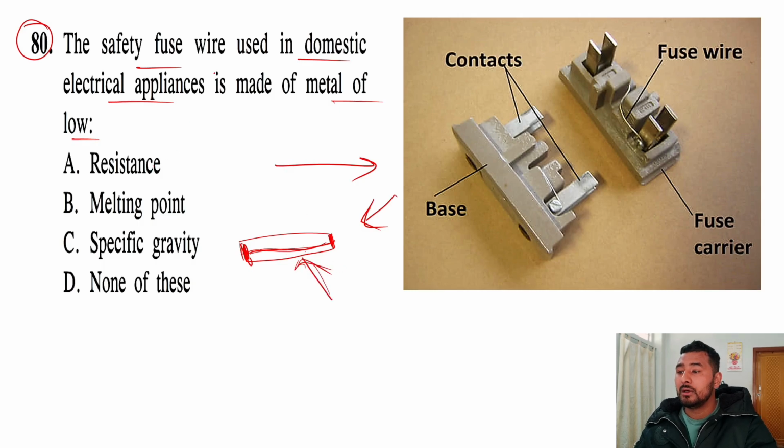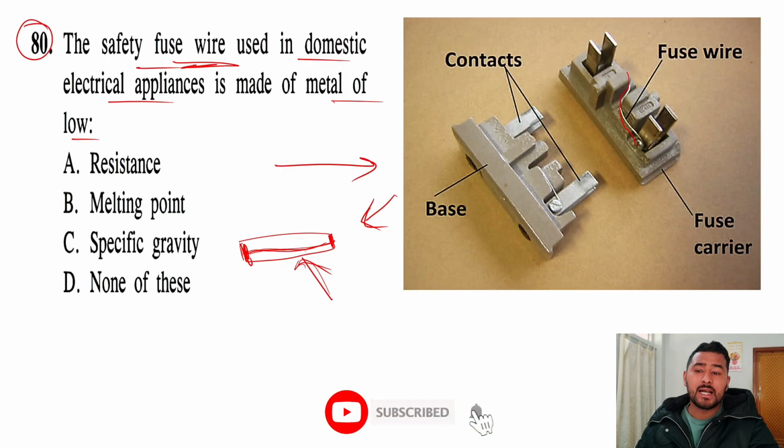We use a safety fuse wire, okay? You can see this wire here. I hope you have seen this type of fuse in your house. What happens? It starts melting when there's a high current coming towards the fuse. It has a very low melting point. That's why it cannot handle that high voltage current. It will break, okay?